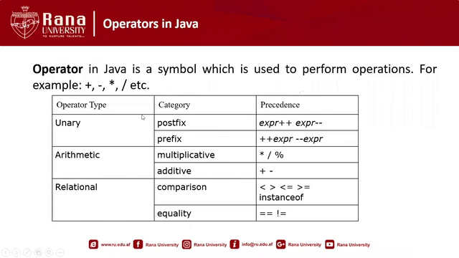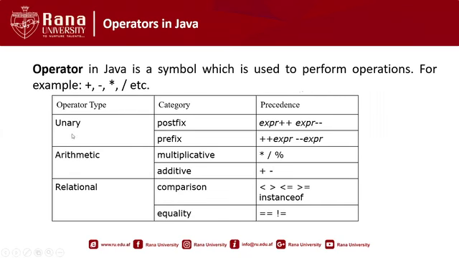Okay, let's start with what an operator in Java is. An operator in Java is a symbol which is used to perform operations. For example, you want to add two values, subtract two values, or multiply two values. These operators are just symbols used to perform specific operations. For example, if you want to add two values, we use this symbol. So it is a symbol that is used to perform specific operations.